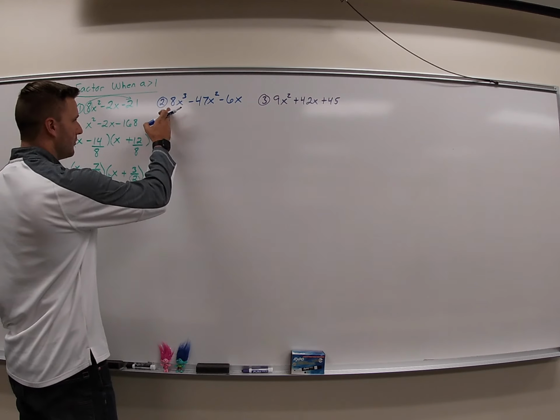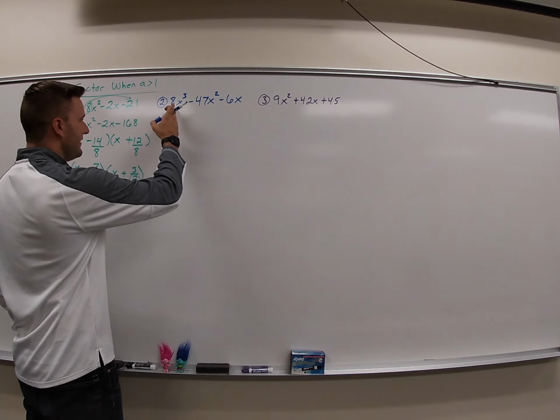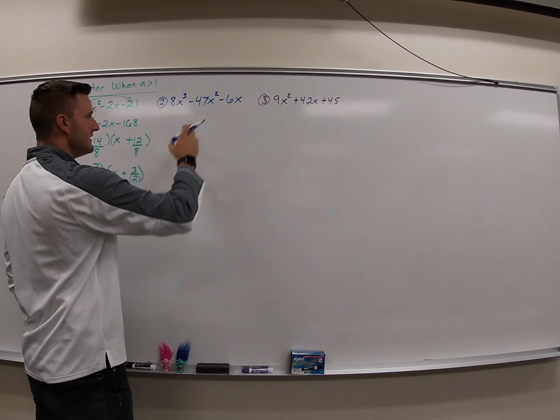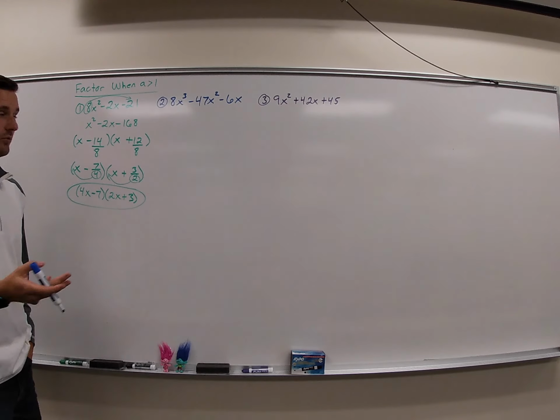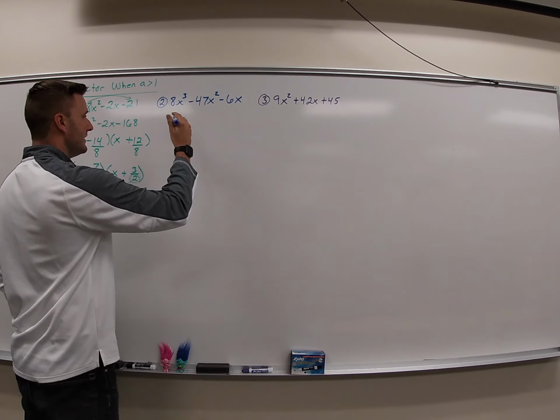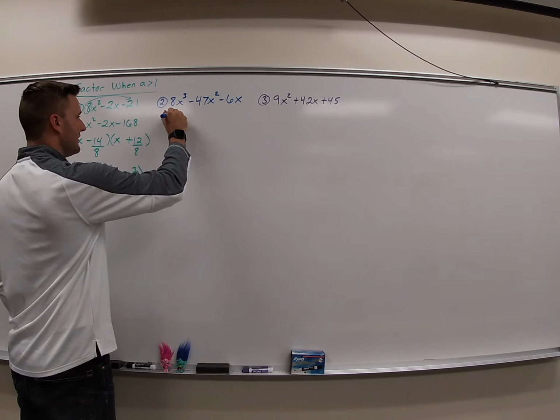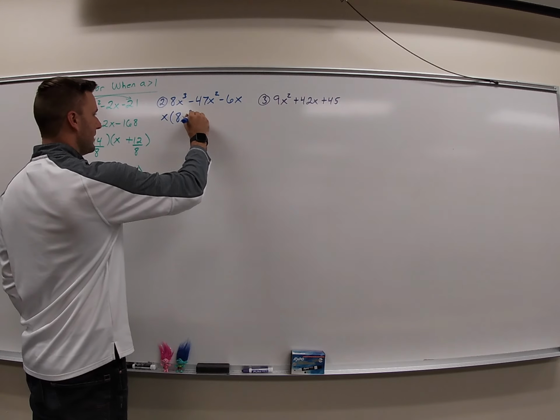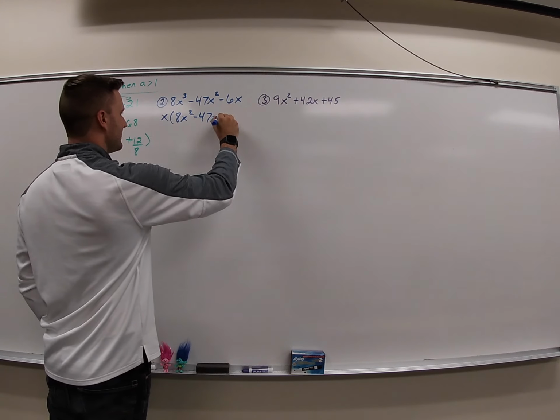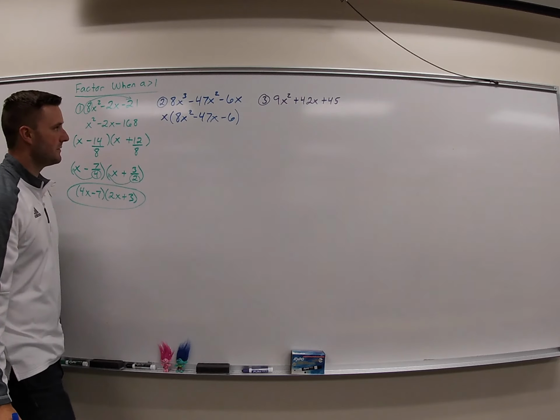First, we're looking for a greatest common factor. We don't have any numbers that go into 8, 47, and 6, but we do have a variable, right? Notice how each term has an x, so we can factor that variable out. And so I have x times 8x squared minus 47x minus 6.